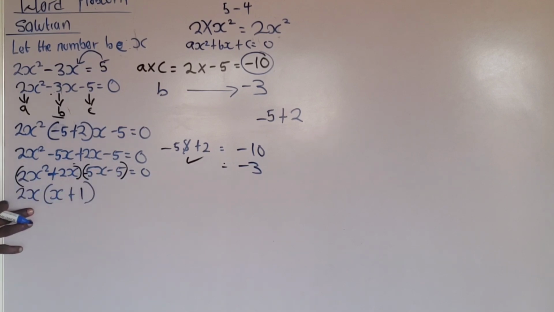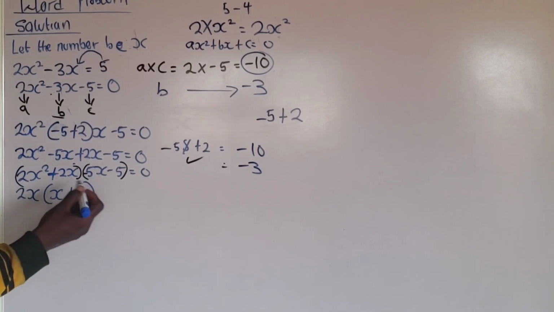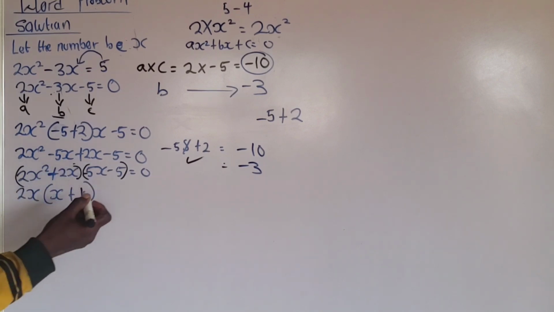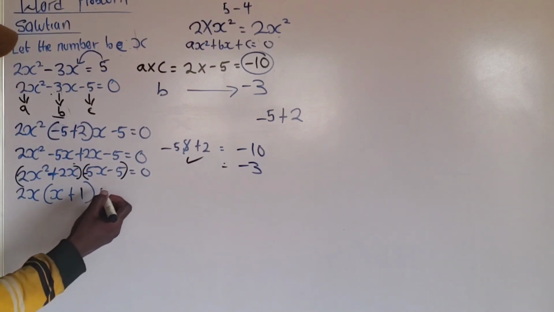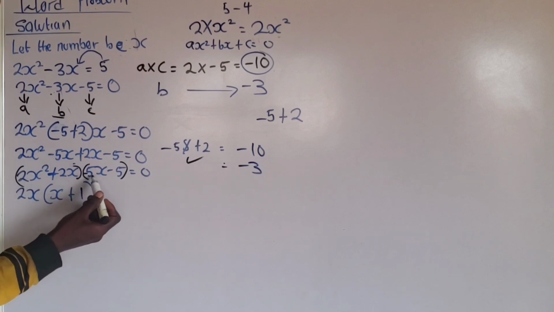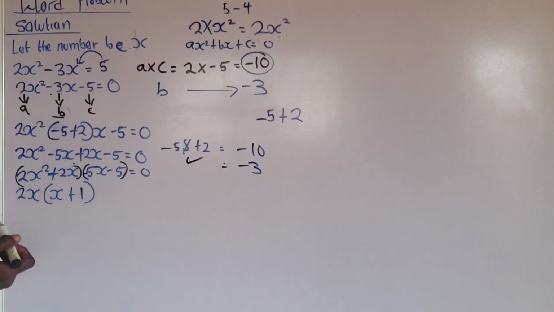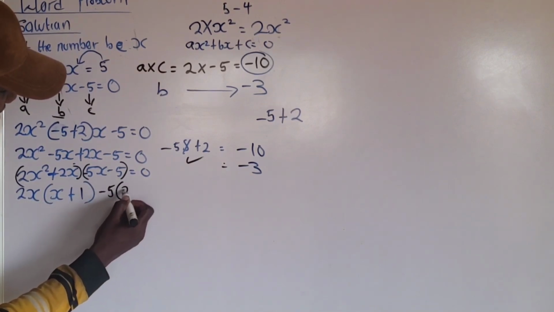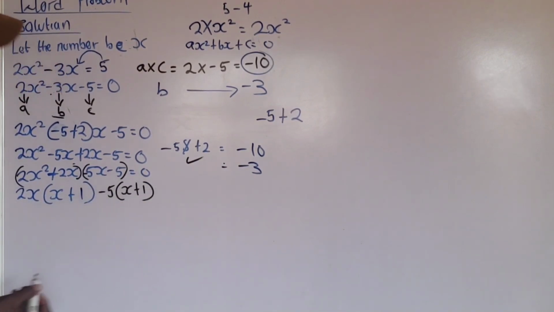Then I first factorize the first part. That is why we call this method the factorization method. Then let's proceed to the second part. Let us factorize the second part. What is common to negative 5x and negative 5? What is common is negative 5. So I'm going to have negative 5 into bracket x plus 1.